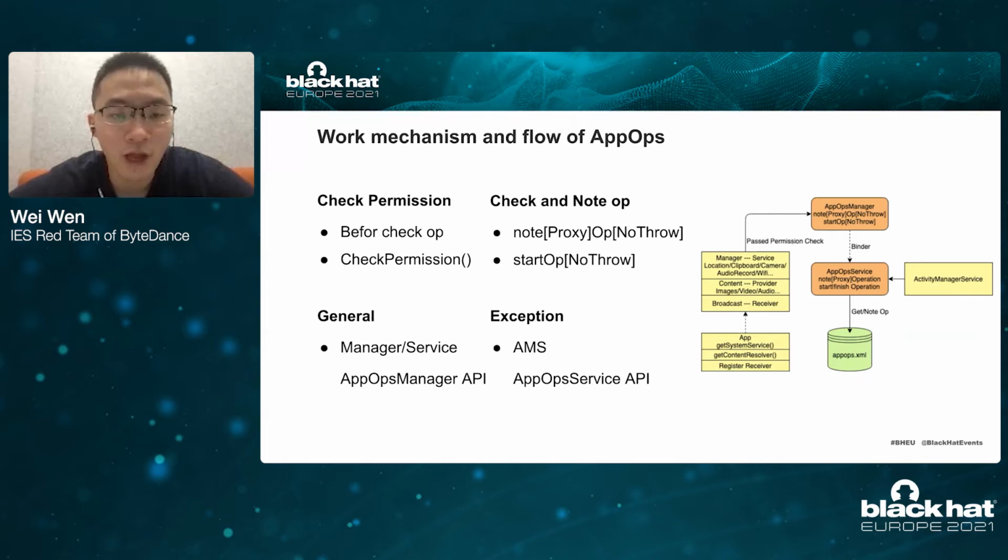Therefore, for the two types of behaviors, AppOpsManager has noteOp series APIs and startOp series APIs, which correspond to the noteOperation and startOperation series APIs of AppOpsService. In most cases, system services will call the former to check and record permissions, but there are exceptions. For example, ActivityManagerService may directly call AppOpsService's noteOperation.